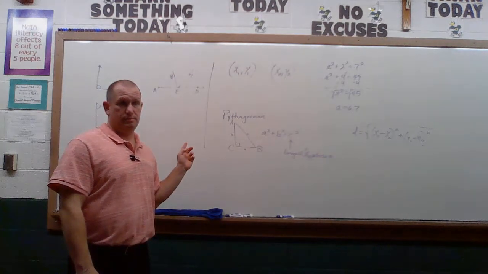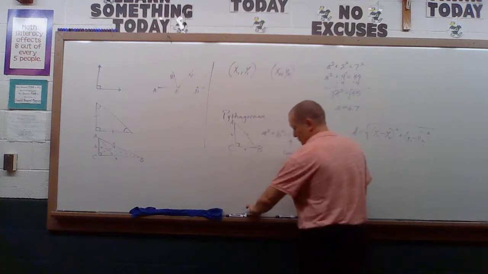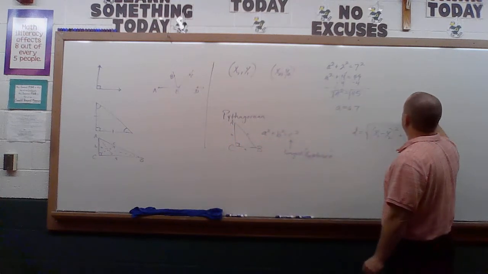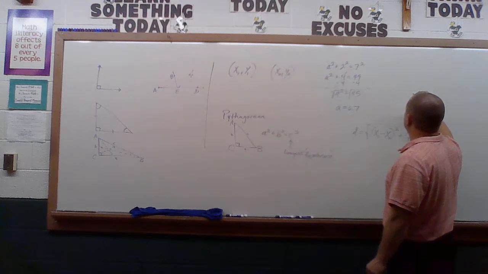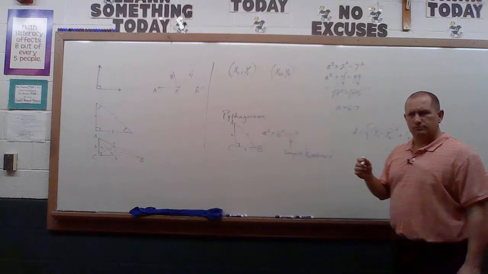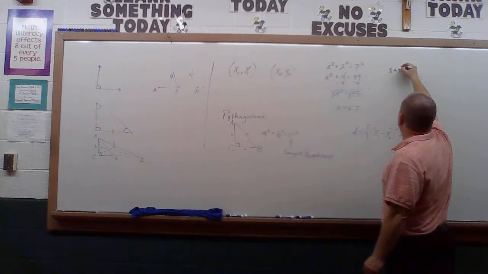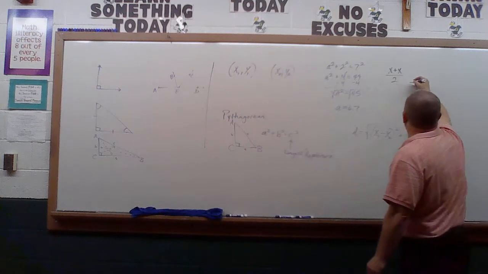Everybody good? Okay, so what'd you come up with for your midpoint formula? Y1 plus Y2 divided by 2 squared plus X1 plus X2 divided by 2 squared. No. X1 plus X2 divided by 2, and Y1 plus Y2 divided by 2, and it's a point.